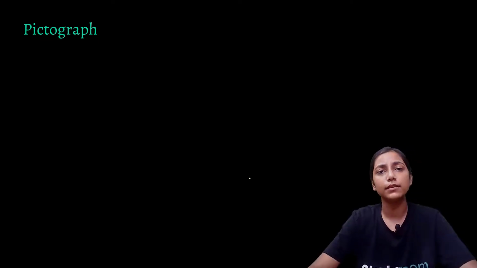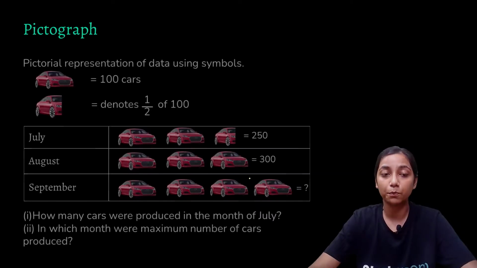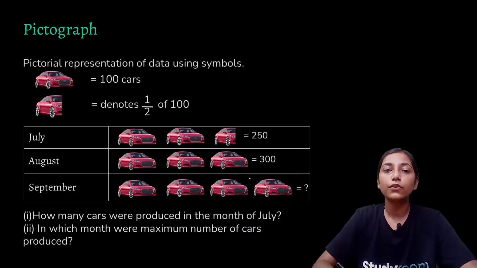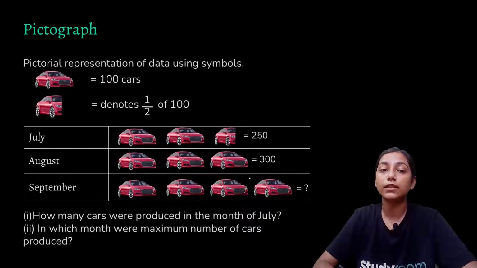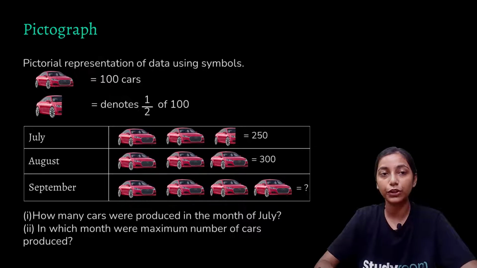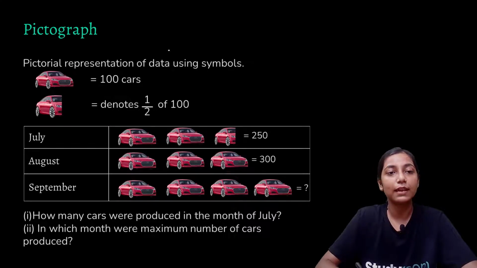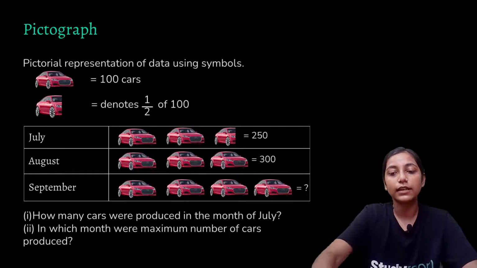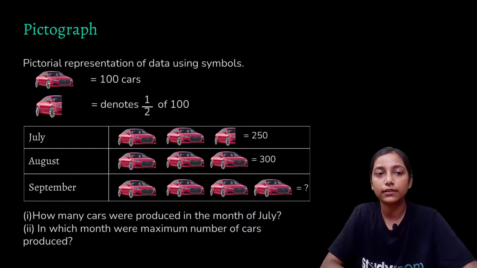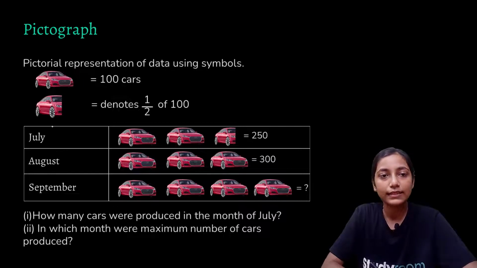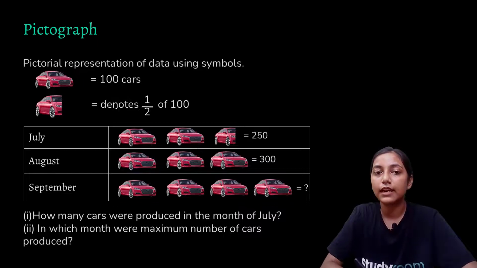First of all, what is a pictograph? Let's study about pictograph first. It is a pictorial representation of data using symbols. We represent data pictorially with the help of symbols. So like this symbol, what does this signify? The symbol of this full car here means 100 cars, while this half car symbol means 1 by 2 of 100, that is 50 cars.